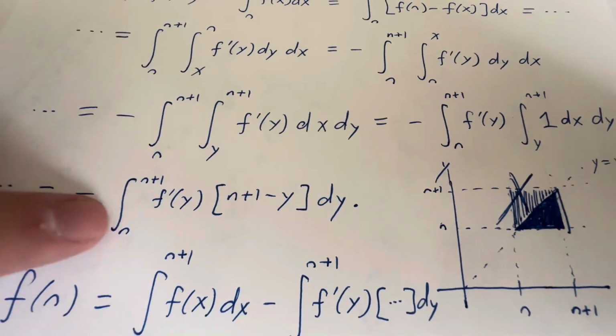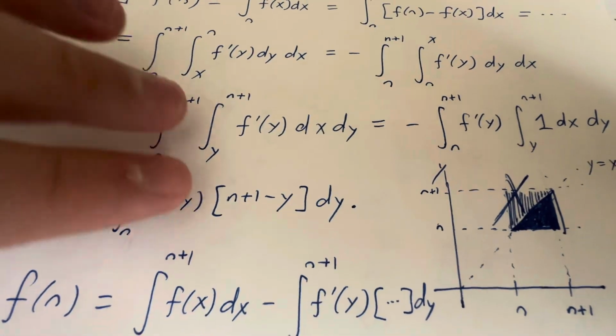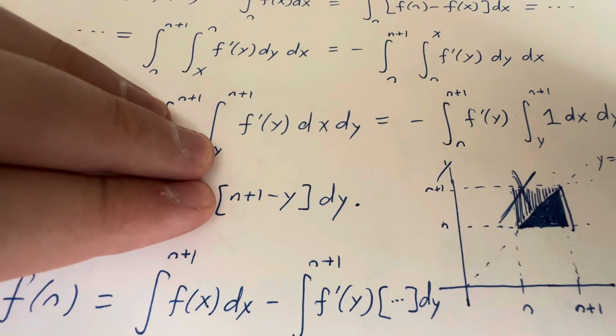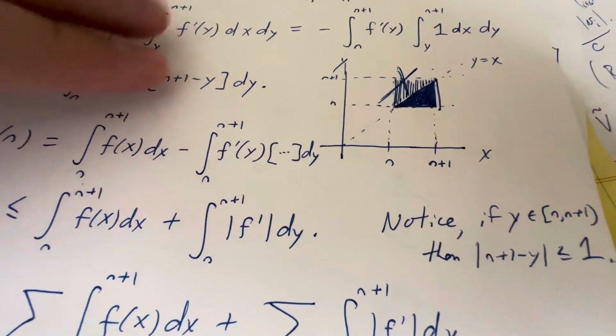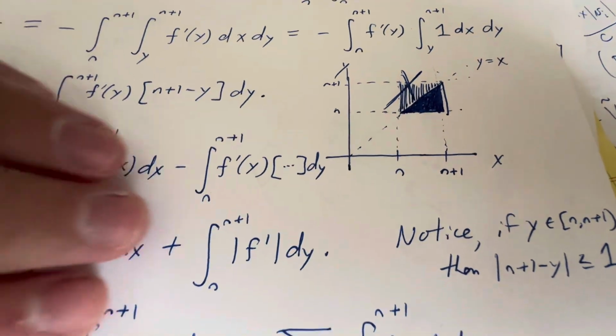Because remember, y is between n and n plus 1. So what's in the bracket here has to be at most 1. If you just plug in some values, or even graph it if you want, you'll see it's bounded above by 1. So we get this.